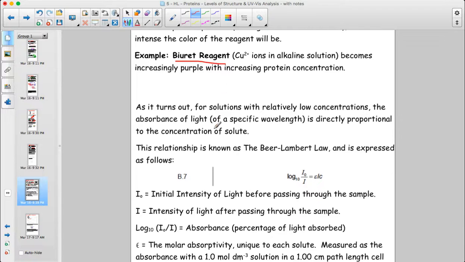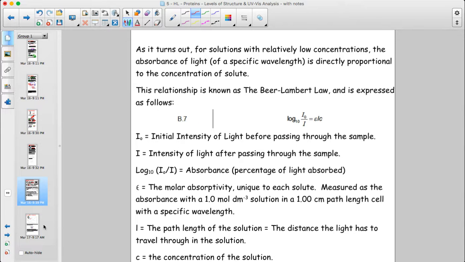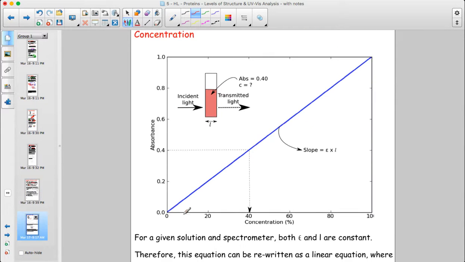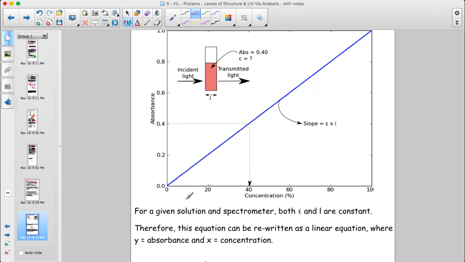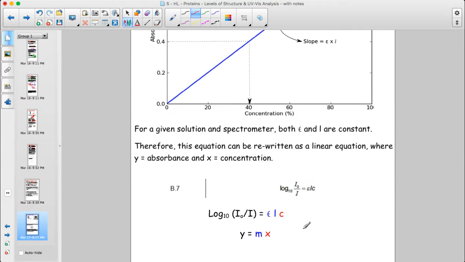It's just an example. As we've talked about before in class, I know I've shown you that you can use a spectrometer or a colorimeter, and you can measure the absorbance of a particular wavelength of light, and how that changes with the concentration of the solution. And we saw that if you graph this, as concentration goes up, absorbance goes up in a linear fashion for any given wavelength of light. And so this equation's in the data booklet. It's only for the HL biochemistry topic.